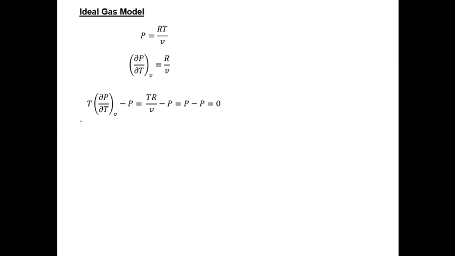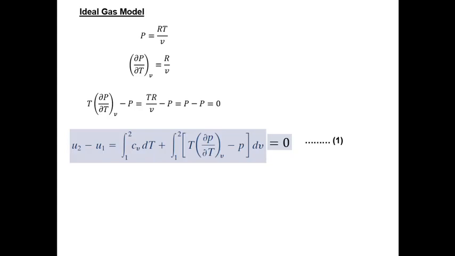If we solve the same problem using the ideal gas equation, we know that the internal energy of an ideal gas is a function of temperature only, but we have to adopt the generalized form of the change in internal energy. The ideal gas equation is PV is equal to RT. Similarly, the term partial P by partial T at constant volume is equal to R by V. And the whole term is T times partial P by partial T at constant volume minus P. If we simplify, that is equal to 0. So the second term is equal to 0.